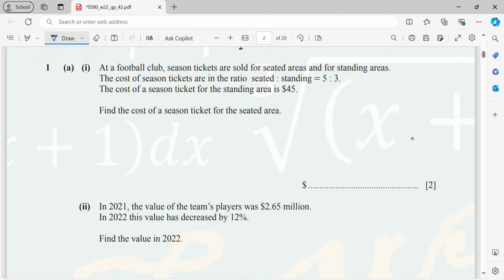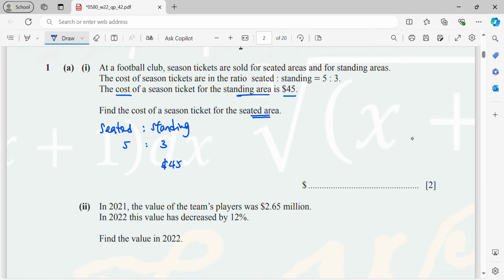At a football club, season tickets are sold for seated areas and for standing areas. The cost of season tickets are in ratio seated to standing is 5:3. Now the cost of a season ticket for the standing area is $45. Find the cost of a season ticket for the seated area.